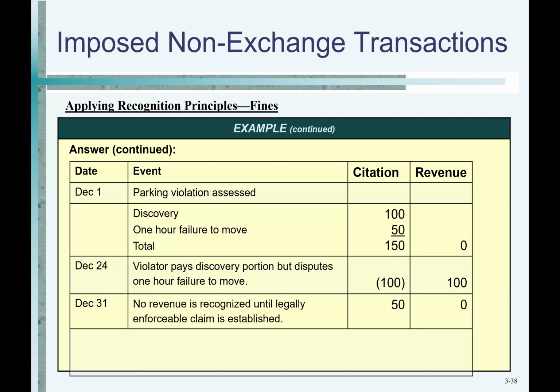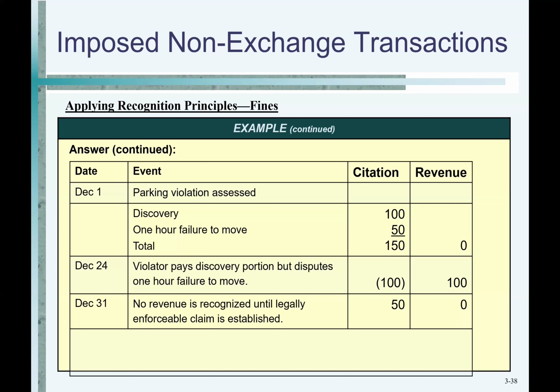So what happened? The person that was getting this ticket, the violator, I guess we'll call them, accepted, yeah, okay, I was there, but I moved it within the hour, so I'm disputing the $50. So the revenue would only be what? The $100, because they collected the fine. The person didn't dispute that. The part that's being disputed, you would not take the revenue for that until the person is adjudicated responsible for that additional hour or whatever it is.